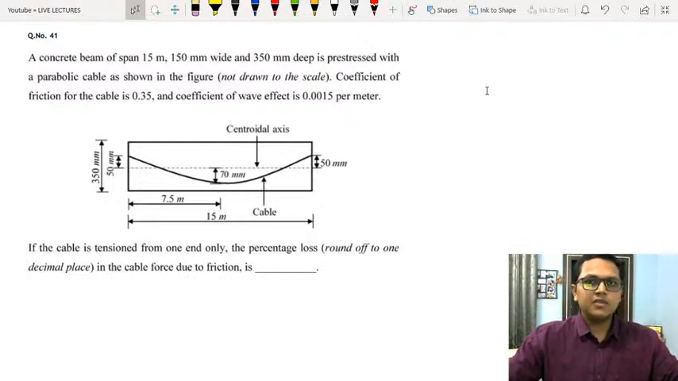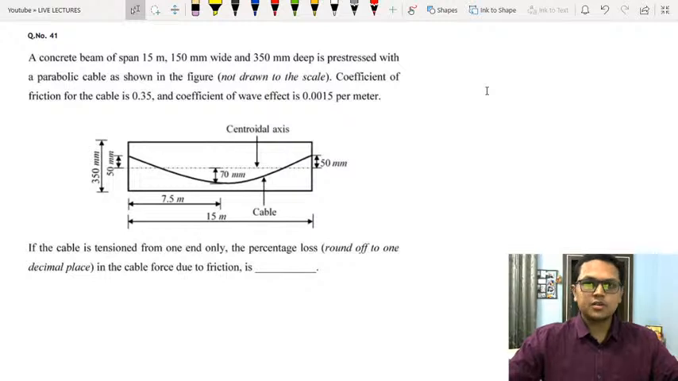The last question that we discussed was a 1 mark question. It was a straightforward, formula based question. It will hardly take 30 to 40 seconds to solve that question. So it was a 1 mark question which was asked in GATE 2020 set 2.